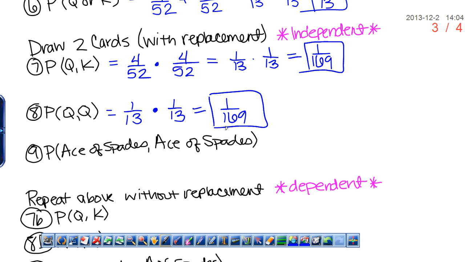Okay, let's look at number 9. The probability of drawing the ace of spades and then drawing the ace of spades again. So what's the probability of drawing the ace of spades the first time? 1 out of 52. Good. And then it's with replacement, so we're going to put it back. And again, we have 1 out of 52. So 1 times 1 is 1. And what is 52 times 52? 2,704. Good.